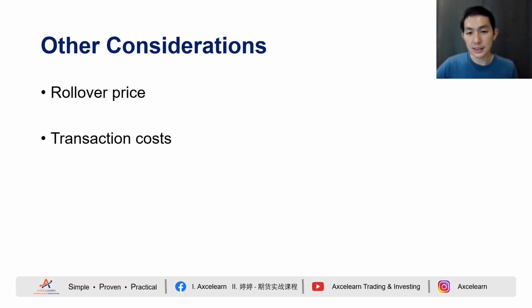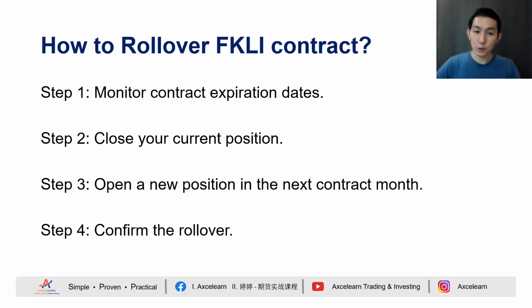The second thing to consider is your rollover transaction cost. Rollover involves transaction costs, including brokerage commissions. So when you roll over by closing an existing contract month and opening a new contract month, this is counted as 2 transactions. In conclusion, by following these 4 steps, you can effectively roll over your FKLI contract and maintain your market exposure. Rolling over is an easy thing to do when you understand how it works.